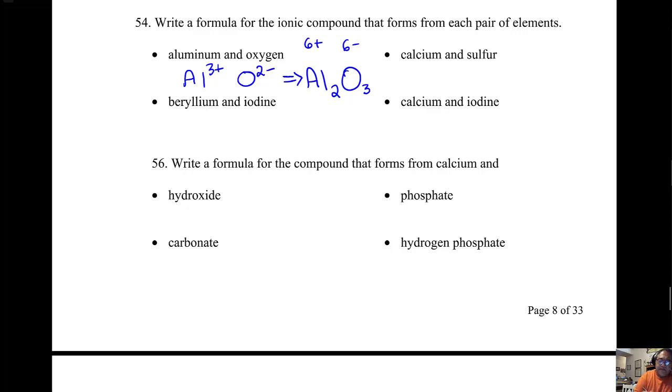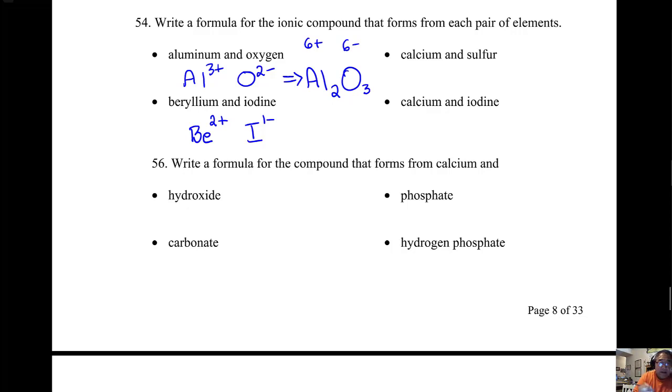Okay? Now, let's do beryllium and iodine. And just to speed this up a little bit, I'm going to write this one out for you, and then I'll have you look these other ones up. These are all ones you can tell from their position on the periodic table. So beryllium is Be, it's 2 plus, and iodine is 1 minus, like that. Now you don't have to put the 1 there, but I like to put it there sometimes. I just feel like it looks better.